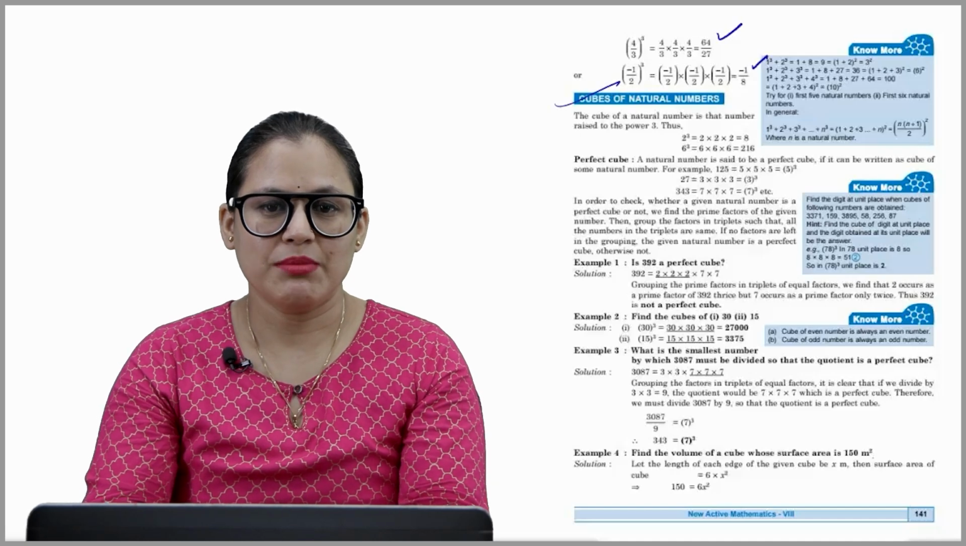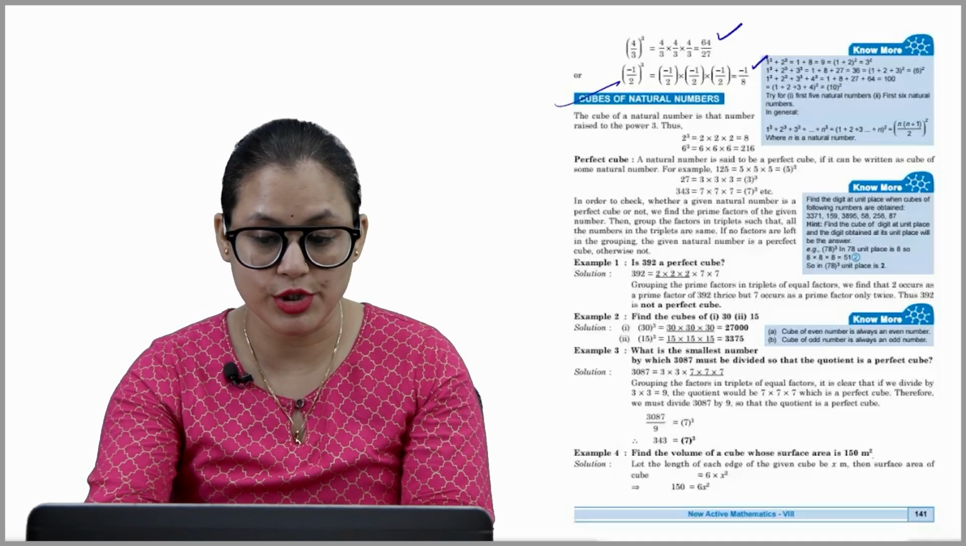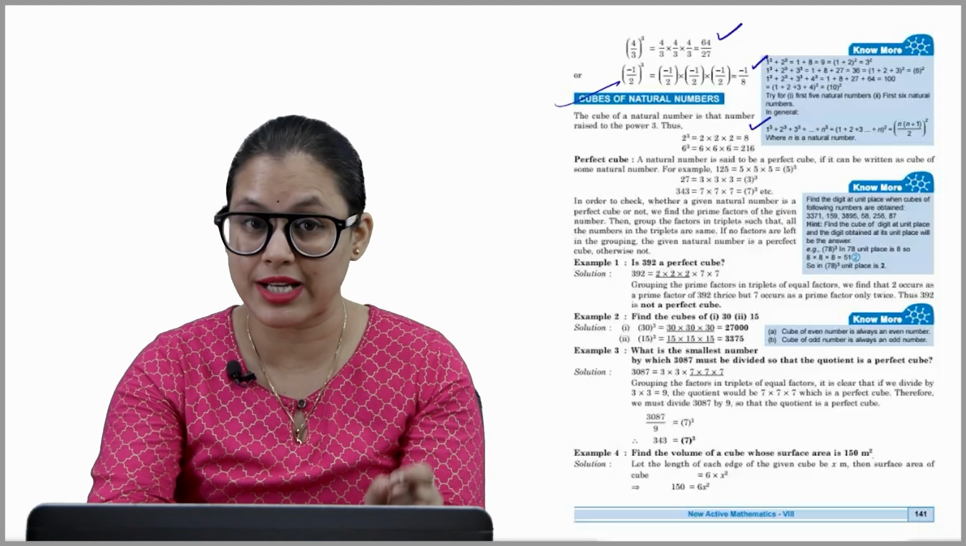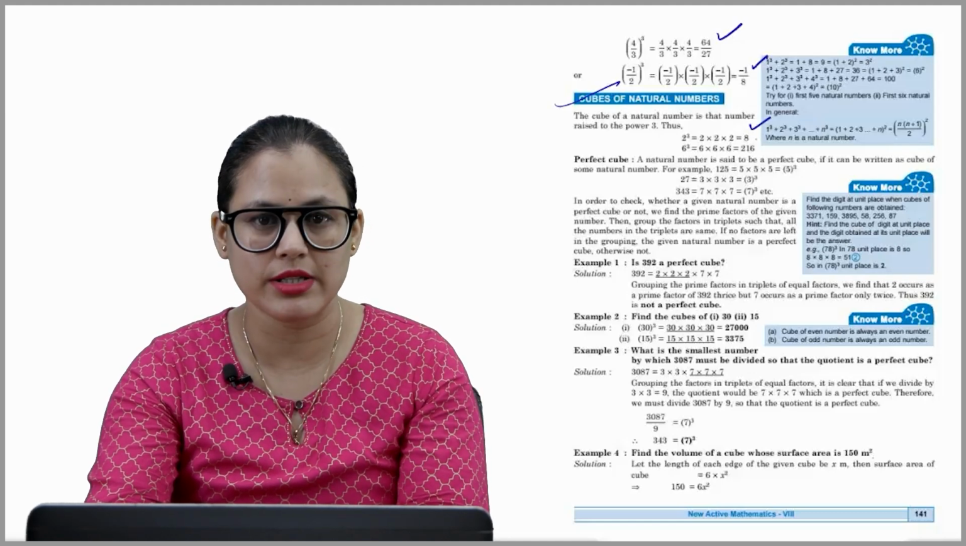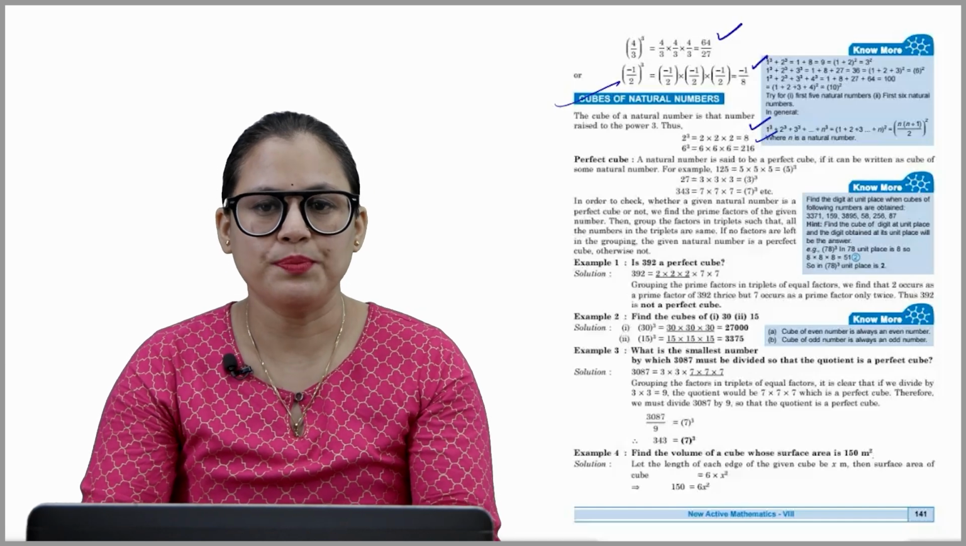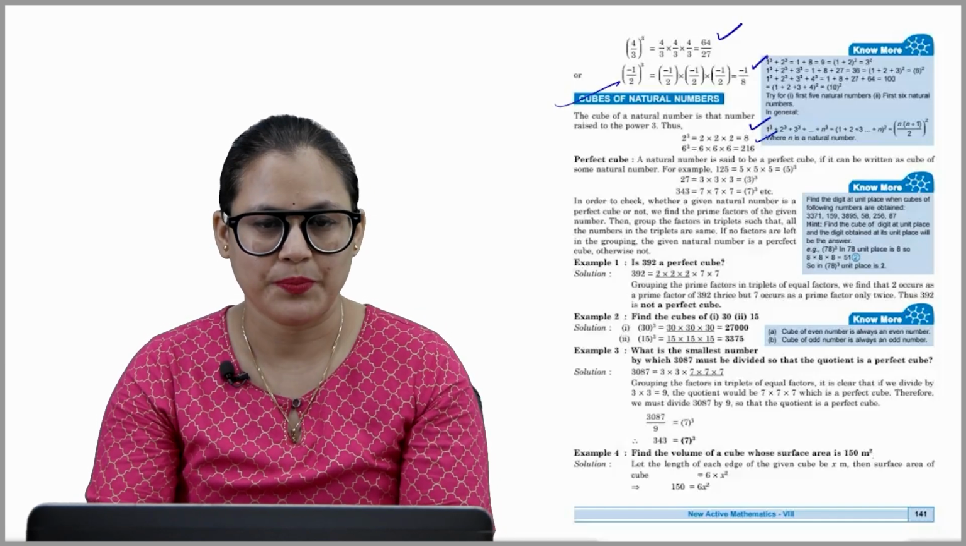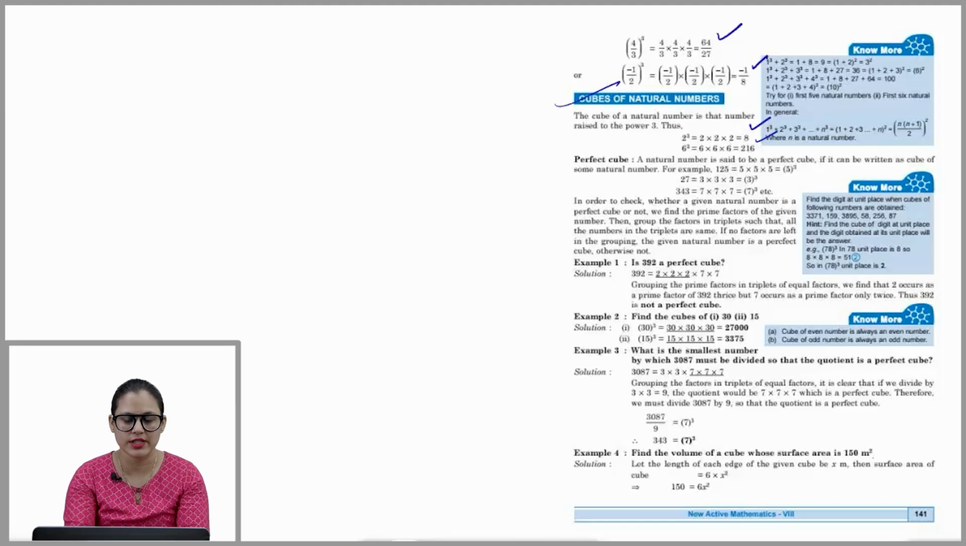Cubes of natural numbers. The cube of a natural number is that number raised to the power 3. Thus, 2 raised to the power 3 is equal to 8 and 6 raised to the power 3 is 216. Perfect cube. A natural number is said to be a perfect cube if it can be written as the cube of some natural number. For example, 125 is equal to 5 into 5 into 5, which is 5³. Similarly, 27 is equal to 3³ and 343 is equal to 7³, right?